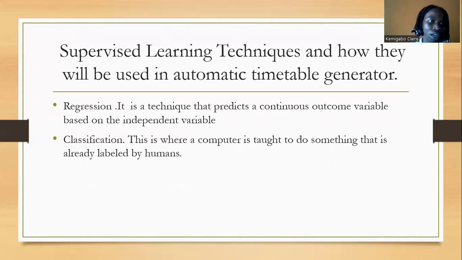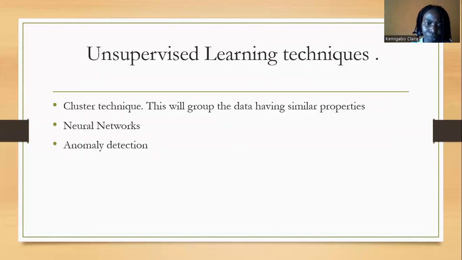Supervised learning techniques and how they could be used in the automatic timetable generator. This is so important, and this is how I managed to explain it, using regression and classification. Regression is a technique that will predict a continuous outcome variable based on the independent variables. And classification is where the computer is told to do something that is already labeled by humans, as we are trying to do rational things, so computers are literally imitating people.